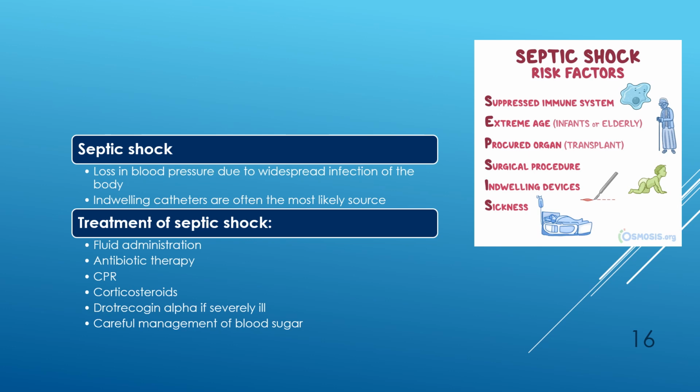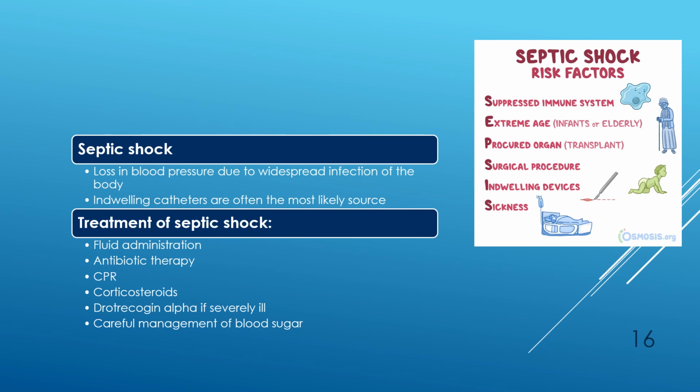Extreme age. Typically, shock occurs in infants and in the elderly. That's where it's mostly occurring. Also, organ transplantation is another common source of septic shock, as are surgical procedures and indwelling catheters. So these are the things you've got to watch out for.